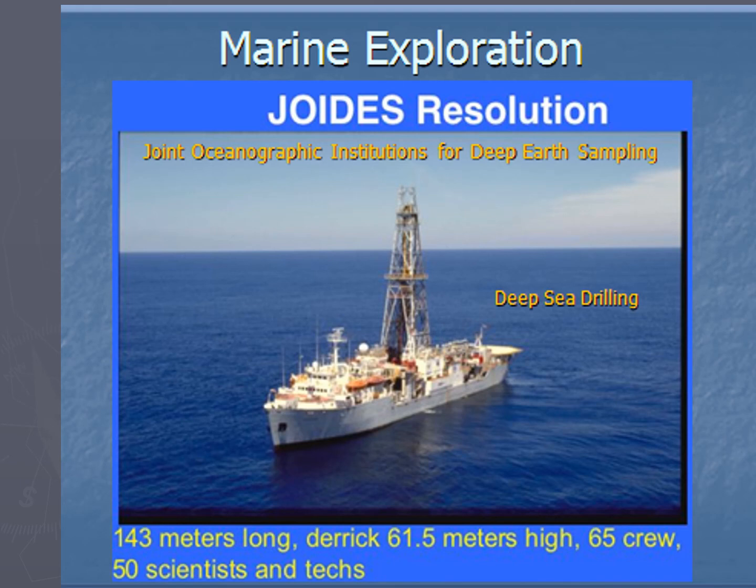This is one of those fancy ships. It's called the JOIDES Resolution. It can hold a lot of scientists and crew, and what happens is that university professors and other researchers apply for grant money with the National Science Foundation and are able to rent time on these boats and go conduct research. I have to admit, I'd love to be a part of that.